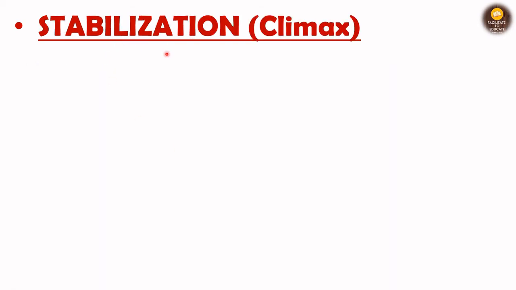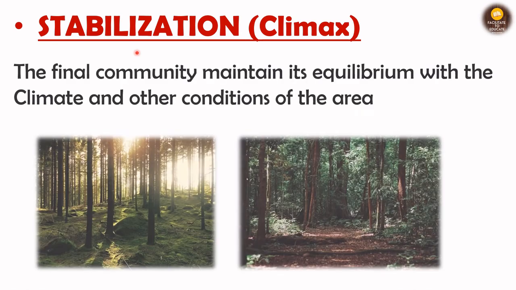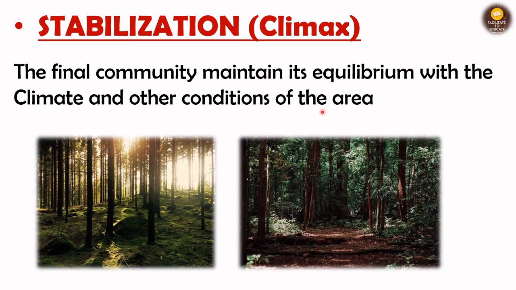And the last one is stabilization or climax. When the climax species will come, then only this will happen. So this is not part of all of these succession stages, right? So it is the final community that maintains its equilibrium with the climate and other conditions of the area. Mostly the climax communities are forests.